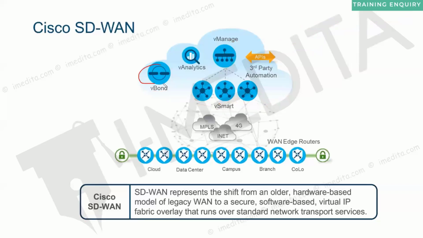Then you have a vBond. vBond is nothing but an orchestrator. For orchestration, you don't have any dependency on vManage. So we have a dedicated component that is going to work as an orchestrator.